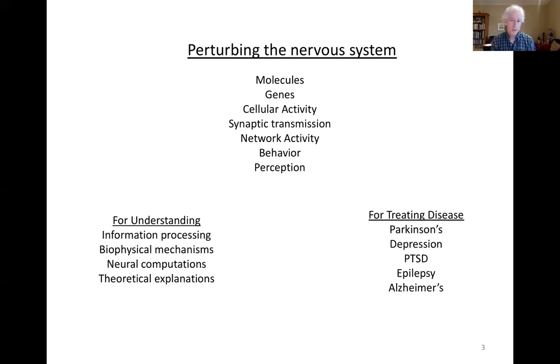In addition, perturbing the nervous system also can potentially be useful for treating diseases, such as Parkinson's disease in the case of deep brain stimulation. Newer ideas include being able to correct conditions such as depression and PTSD, which previously were thought of as molecular disorders, but are now being thought of more as disorders of the circuitry and the connections of the brain, so that one can perturb those connections and potentially treat the disease. Also diseases of activity such as epilepsy and cognitive diseases such as Alzheimer's. Perturbing the nervous system in some way, hopefully to bring about a cure, is an important goal.